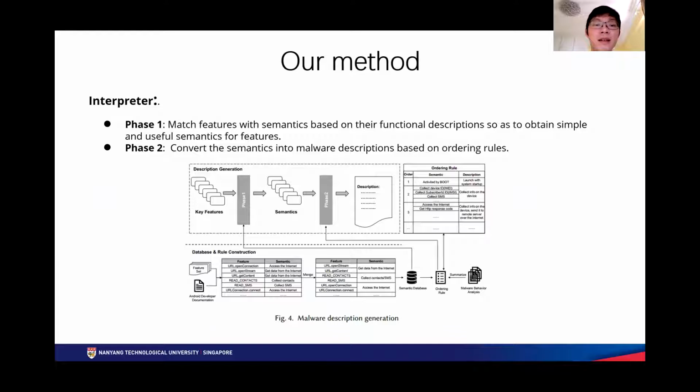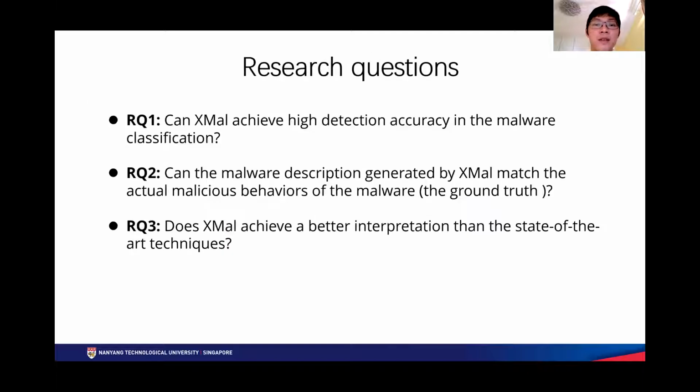Then the interpreter generates malicious behavior descriptions for malware. It mainly consists of two phases. The first phase is to match the most weighty features with semantics based on their functional descriptions. The second phase is to convert the semantics into malware descriptions based on ordering rules.